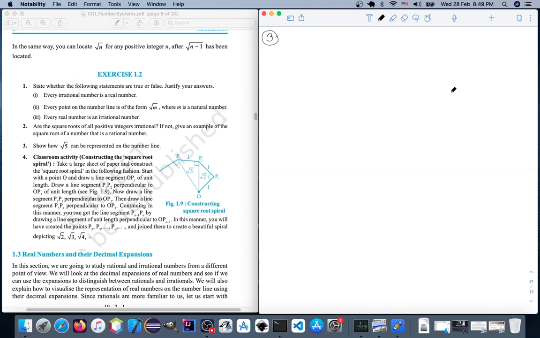So let me quickly describe what is happening here. We take first a point O, and we take a unit distance OP.